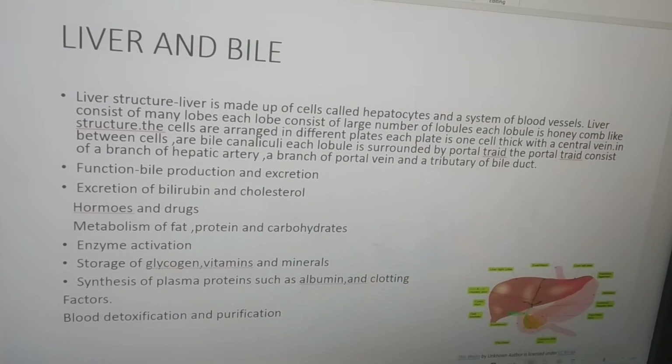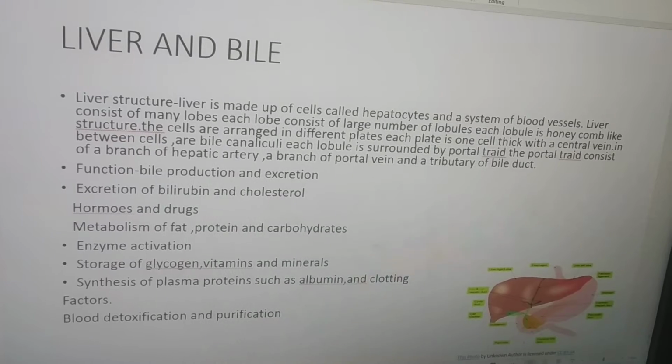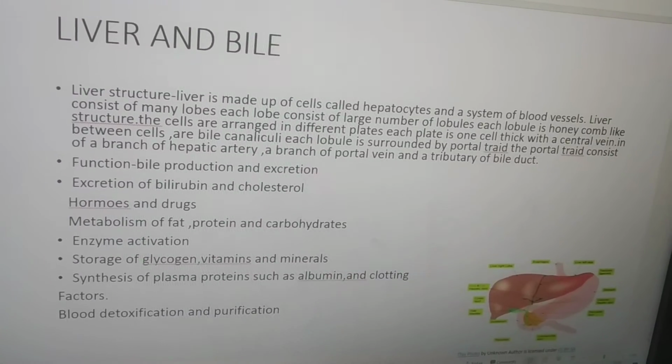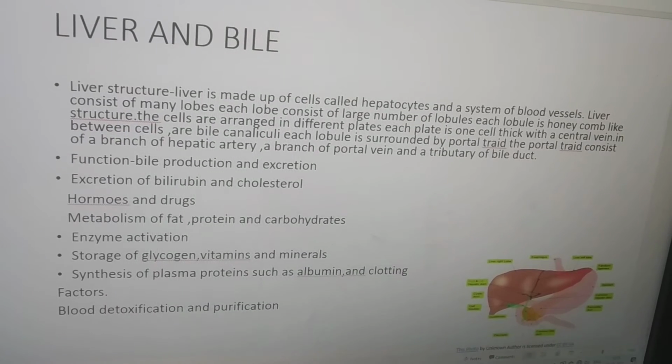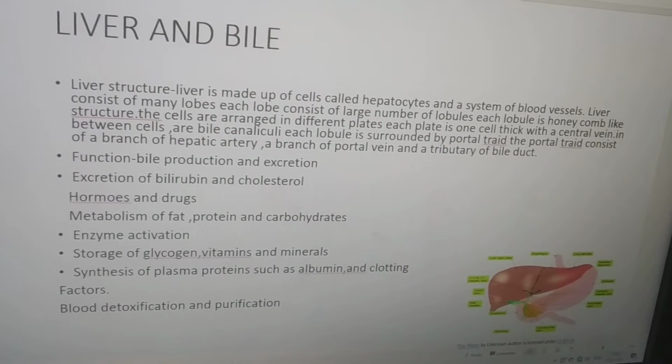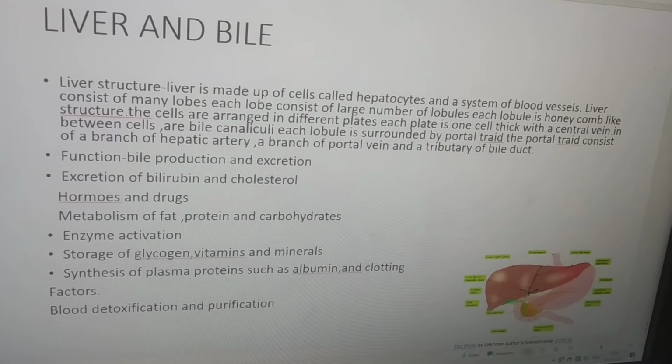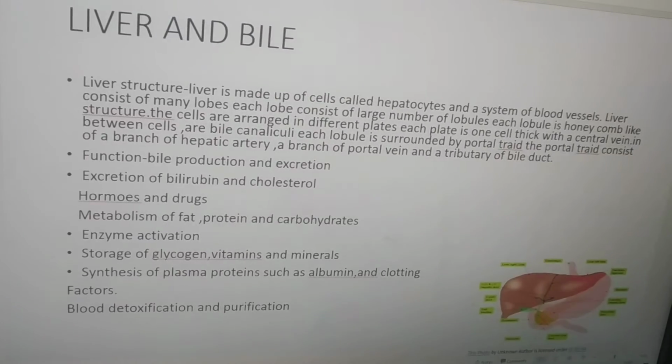The cells are arranged in different plates. Each plate is one cell thick with a central vein. In between cells are bile canaliculi. Each lobule is surrounded by a portal triad. The portal triad consists of a branch of hepatic artery, a branch of portal vein, and a tributary of bile duct. This is the structure of liver.